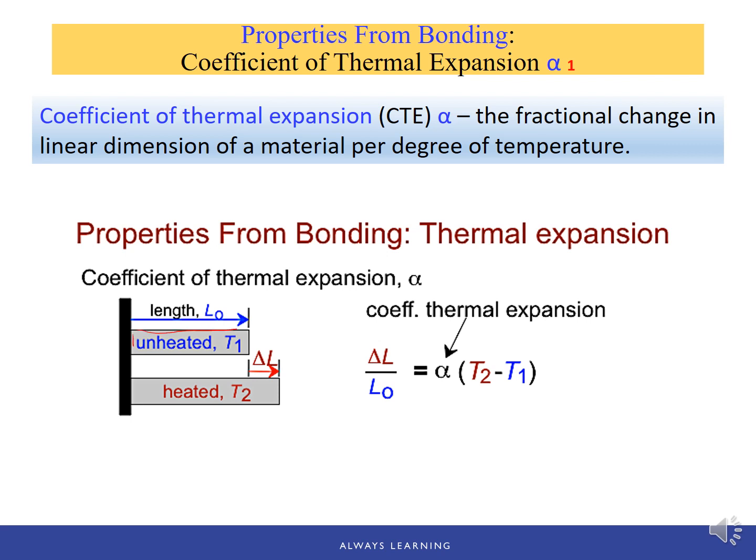So here is one example. If we have a piece of metal, before we heat it at temperature T1, it has a length L0. But when we increase the temperature to T2, it will expand and the length will increase to another length, and the change is delta L. So alpha is defined by delta L over the original dimension. This is the fractional change. It equals alpha times the change in temperature. So this is how the coefficient of thermal expansion, alpha, is defined.